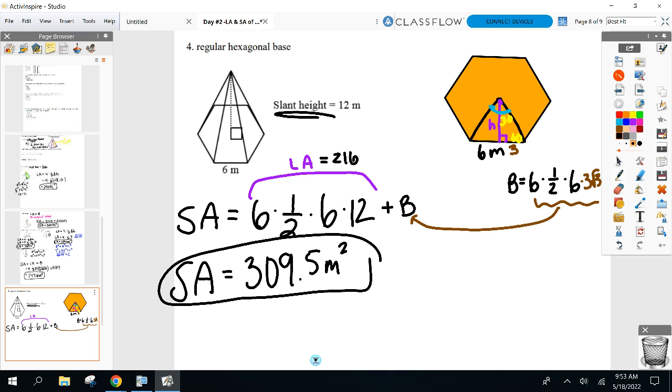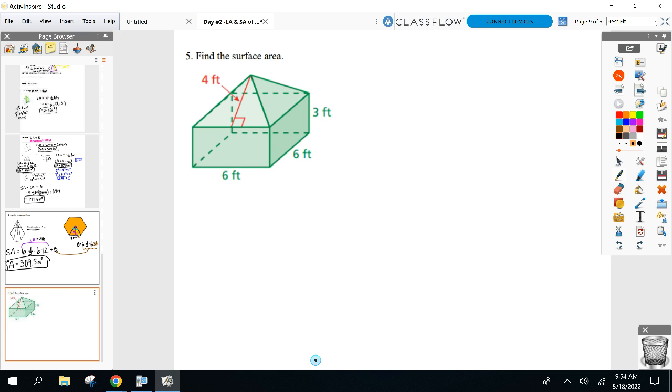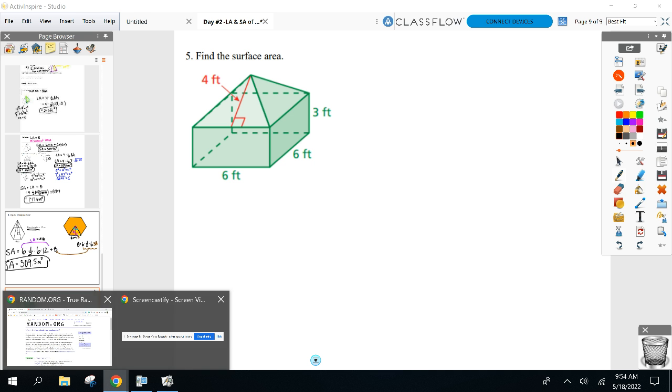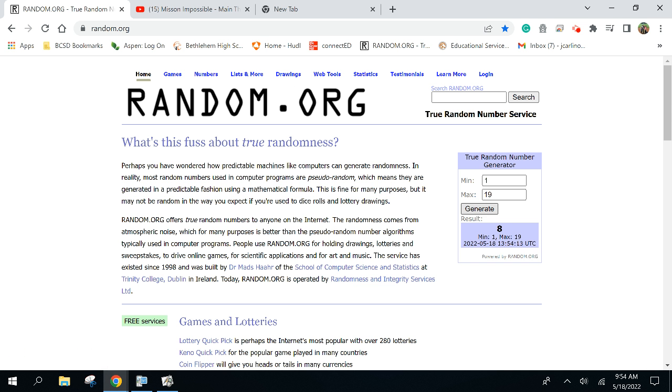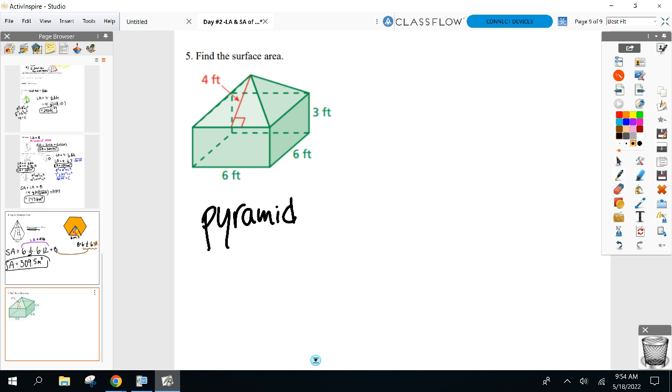Two figures on top of each other. Find the surface area. You can only do what's showing, right? What's showing. All right. What's on top? What's that figure on top? Pyramid. What's the figure on the bottom? Rectangular prism. Good vocabulary.